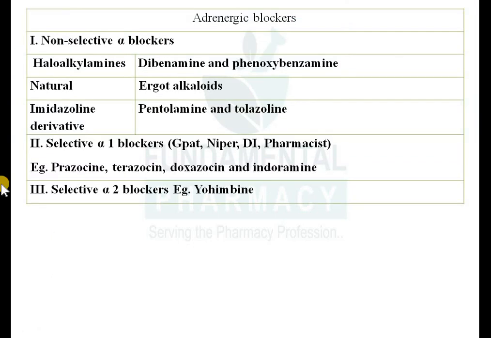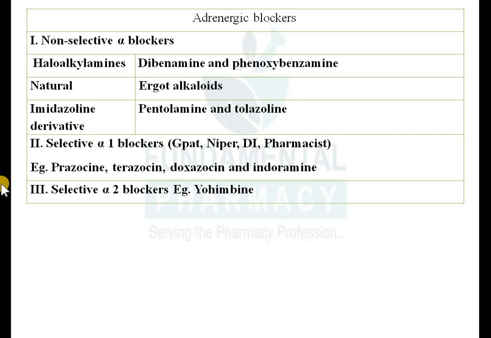What are the different adrenergic receptors? There are two kinds of receptor in the adrenergic nervous system. Adrenaline and noradrenaline act by two kinds of receptor. The first one is the alpha receptor and the second one is the beta receptor. In the alpha receptor we have two subtypes, alpha 1 and alpha 2, and in the beta receptor we have three subtypes, beta 1, beta 2, beta 3. We have seen their location and their nature. Most of them are G protein coupled receptors.